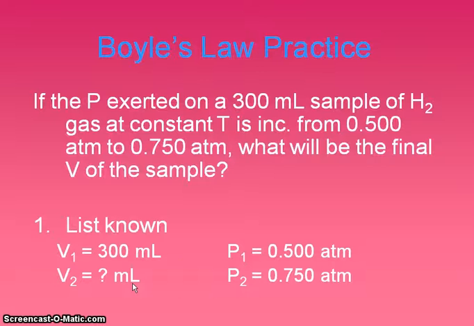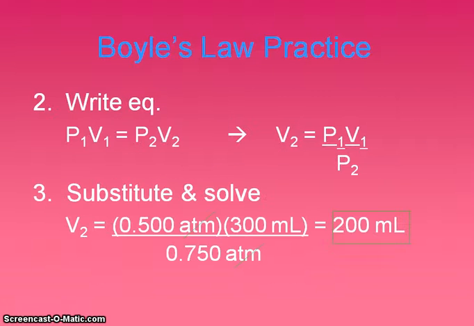Now we can also make a kind of an estimate of what this value should be, since we know they're inversely proportional. So since the pressure is increasing, went from 0.5 to 0.75, then that means that our volume has to be decreasing. So we should be looking for a value less than 300. If we don't get something less than 300, we should double check our math.